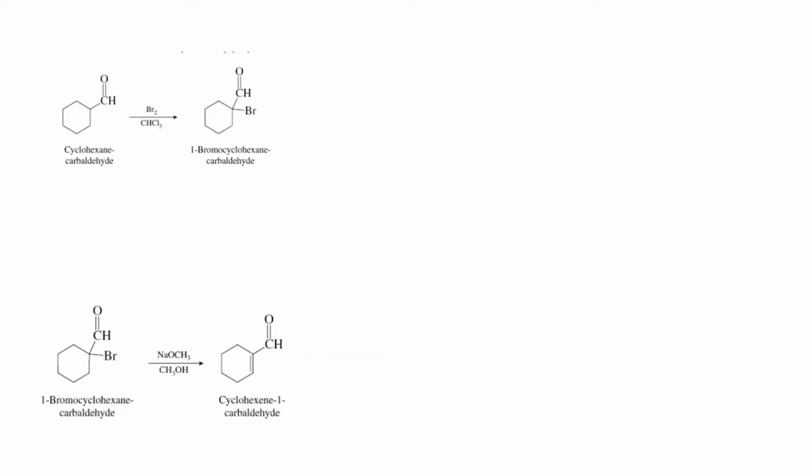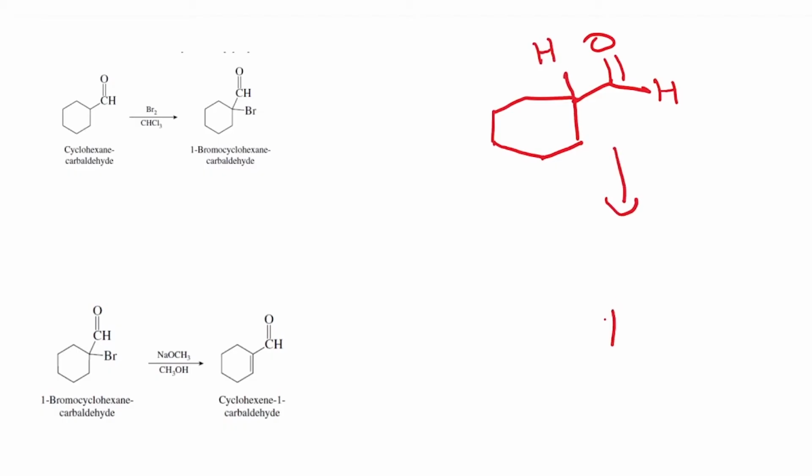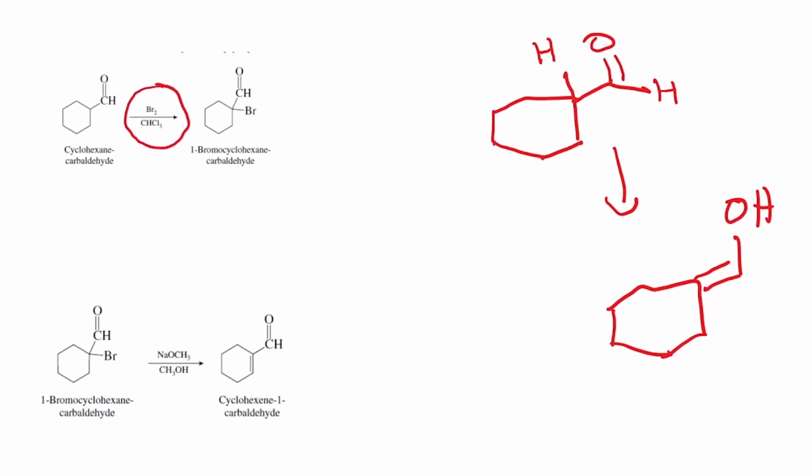So the first part of this question, what we can think about is the alpha hydrogen that is present. And we all know bromination can be achieved through Br2 and chloroform. So what you can propose is that you have an enol, and then the enol undergoes bromination to give you the product. So that is pretty straightforward. So the reagents here are Br2 and chloroform.